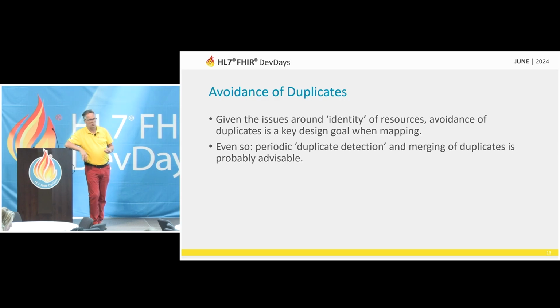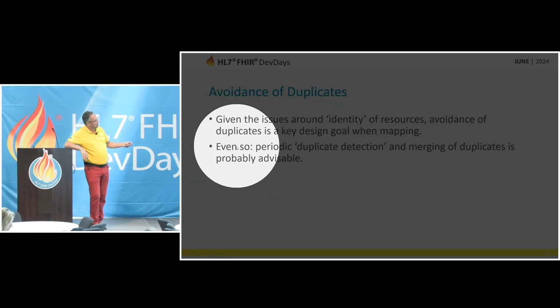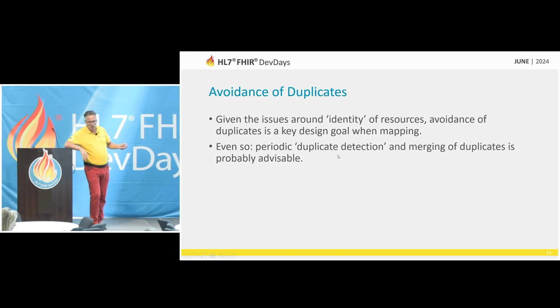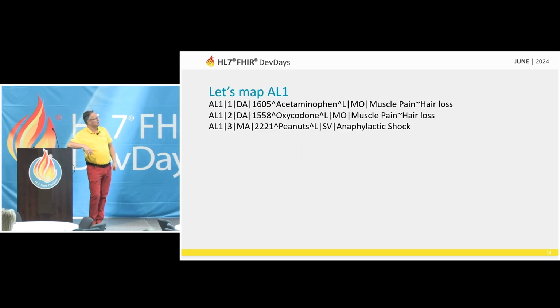There is no way to avoid this. So I've seen approaches where, after you've done your best to try and prevent duplicates, people periodically run, once a week or something, a specific duplicate detection job on your FHIR repository to try and find out if there are duplicates in my system. Even though I tried, it's never going to be perfect. So duplicate detection, again, is something you need to be aware of.